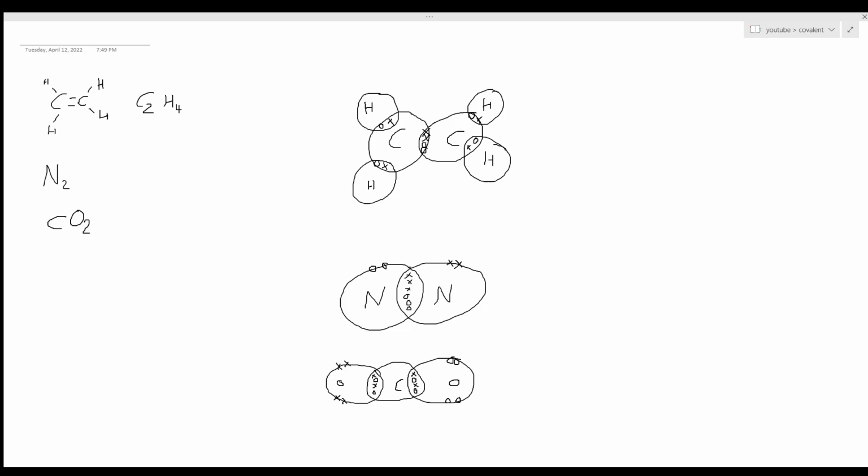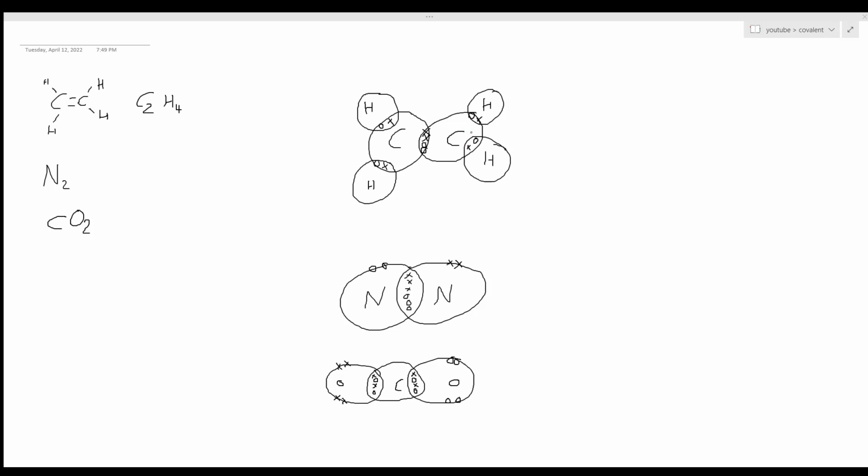Alright, so here's the answers. So the first one, I drew the bonds out for you. Something to notice is because there's a double bond, that's 4 electrons in the middle between these 2 carbons. Every other bond is a single bond with 1 pair of electrons. To check that you've got it right, count the number of electrons in total in each shell.